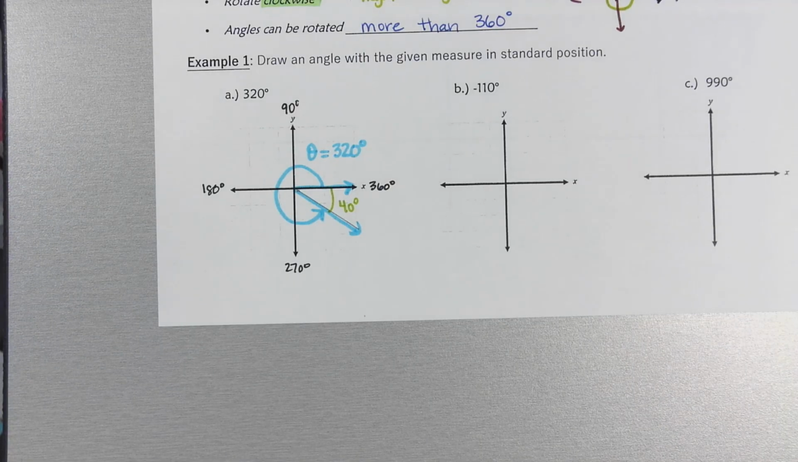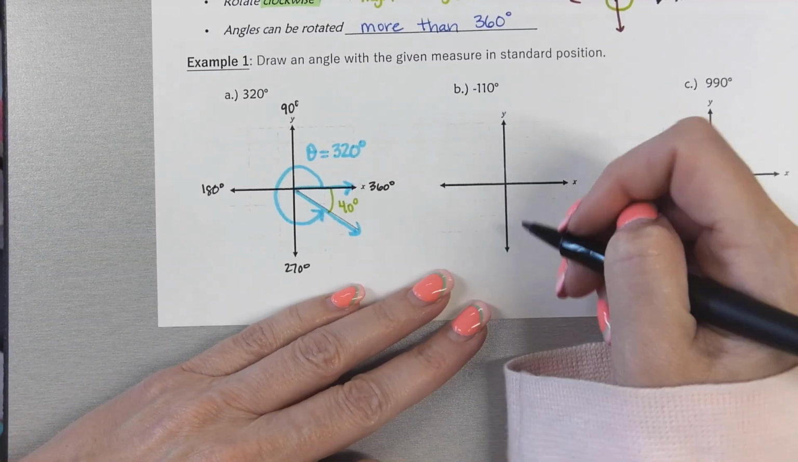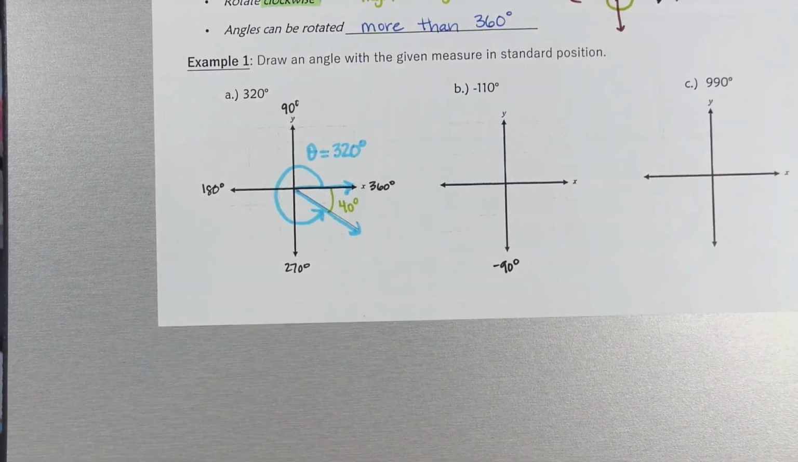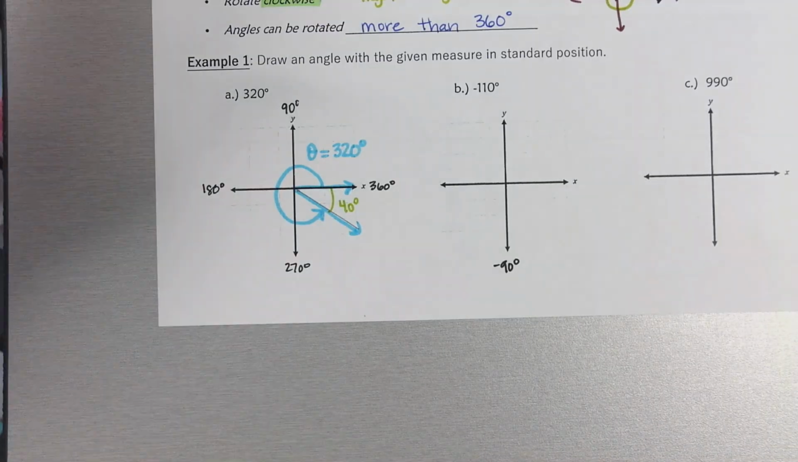Alright, so one way you could have thought of this is that it is 20 degrees past negative 90. Sometimes it's easier to think of it in that way when you are graphing it. So if it's negative, I'm going to put on here that this is negative 90 to help you. And then you're going to be estimating.